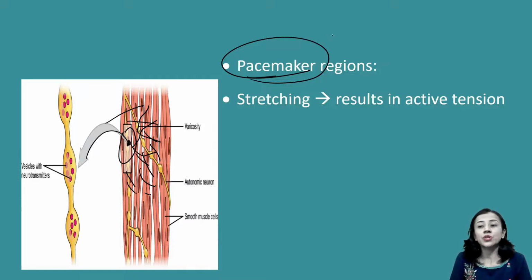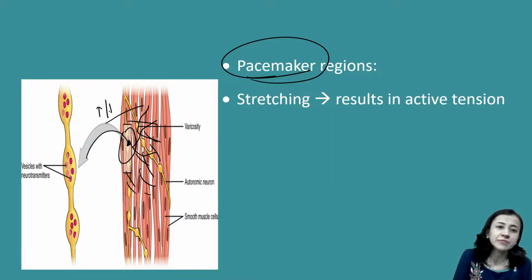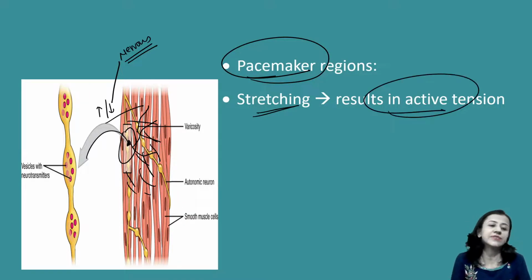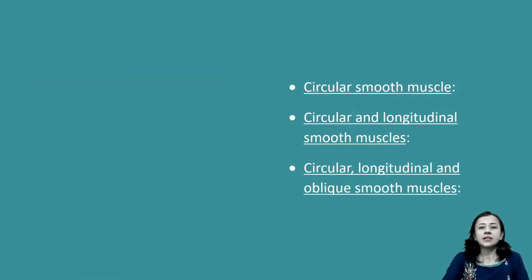Okay, so another important thing here is nervous influences. They modulate the activity of the pacemaker. Means you can see here, this pacemaker activity is increased or decreased by various nervous stimuli, and therefore the whole activity of the smooth muscle is affected. Okay, and when the smooth muscles are stretched, stretching results in production of active tension.